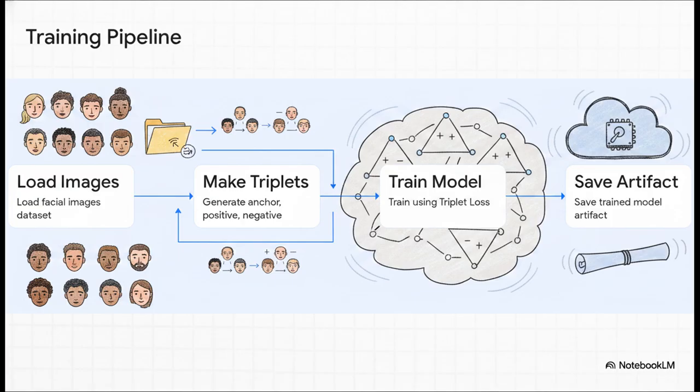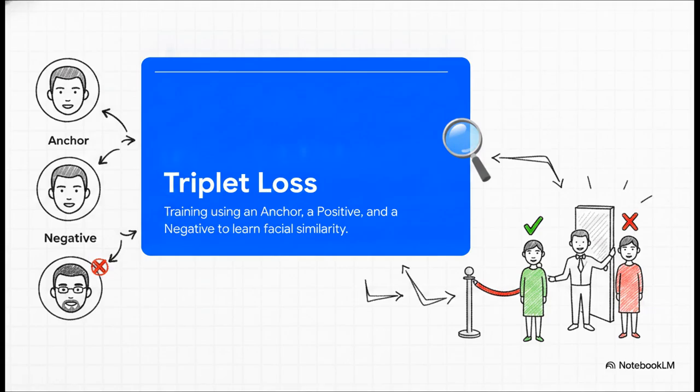Step 1, we load the facial images into the system. Step 2, the system generates what we call triplets, which are just groupings of 3 images. Step 3, we train the embedding model using a mechanism called triplet loss, which I'll explain in a second. And finally, Step 4, we save the trained model artifact so it can be deployed or tested. Let's look a little closer at that third step.